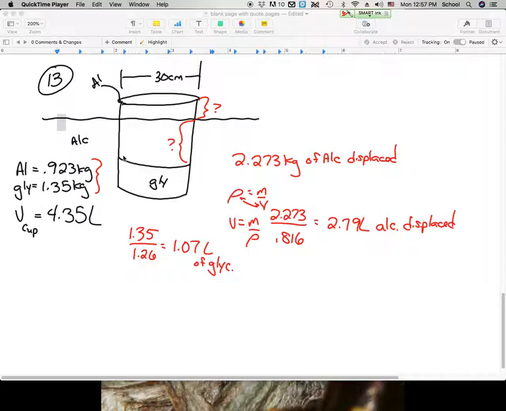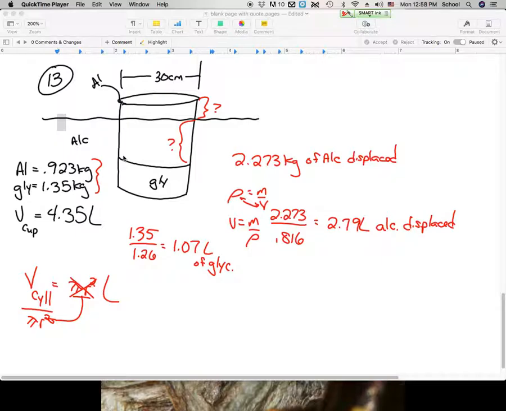Now our cup is what shape? It's cylindrical. What is the volume of the cylinder? It's pi r squared times the height, or the length. And so the length is what's going to be important here. So I'm going to have to move these things down to find the length.